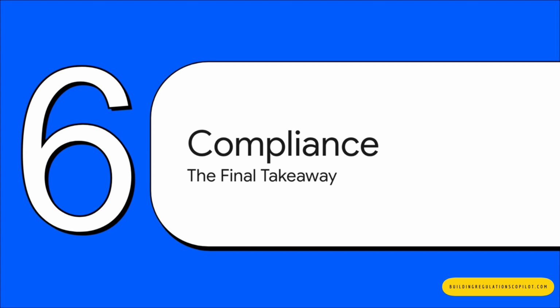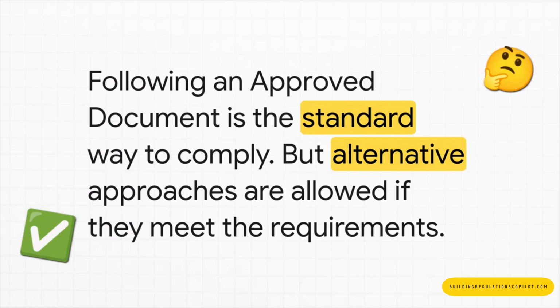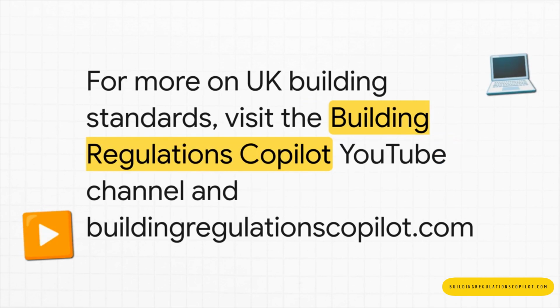Let's talk about compliance. Now, if you only remember one thing from this whole explainer, make it this. If you follow the guidance in document H to the letter, you get what's called a presumption of compliance. It's the safe bet, but, and this is a big but, it's not the only way. The guidance isn't the law itself. You can choose a different method, but the responsibility is on you to prove that your way still meets the legal standard. And there you have it, a whirlwind tour of Approved Document H.